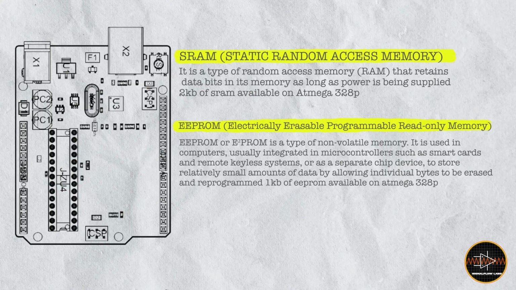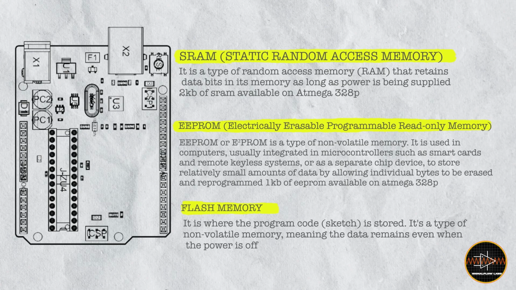The third is flash memory. That's the most important one. Whenever we flash the code, 32 KB of flash memory is available in Arduino Uno that we use to flash the code, to run the code, and basically store that code in the Arduino Uno. So it doesn't get lost when you power it on and off. It stores the entire code in it.